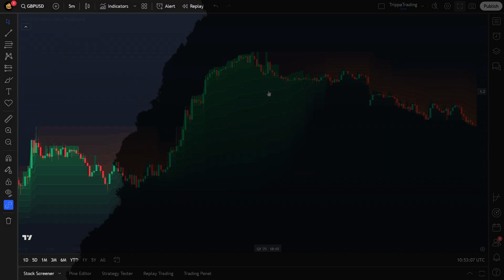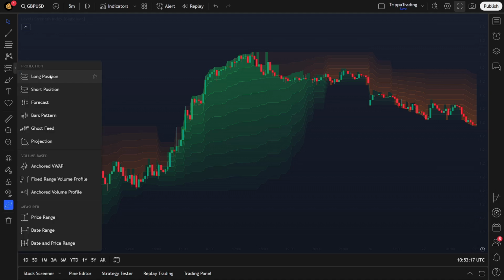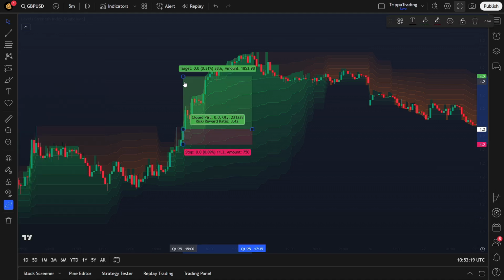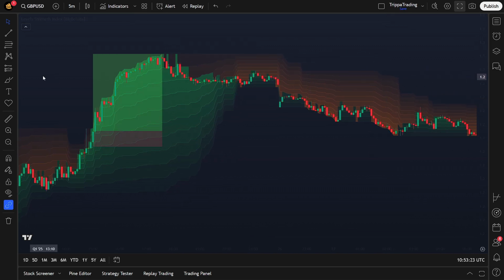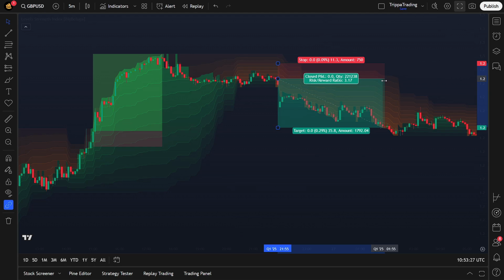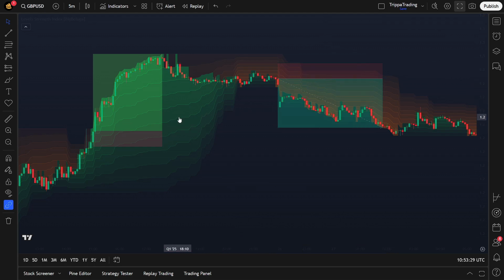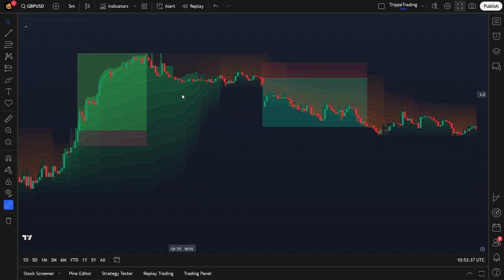Let's start with trend identification. If the trend ribbon is green, the market is in an uptrend. If it's orange, the market is in a downtrend. Combine this with price structure or trend lines for added confirmation. For instance, here the ribbon is green, signaling a bullish trend, and the price has consistently stayed above multiple levels.